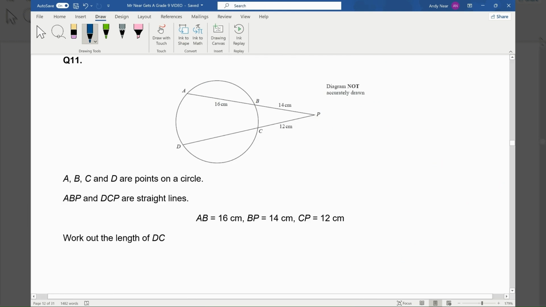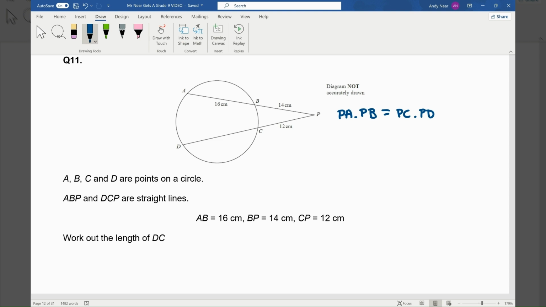Here we have a question about intersecting chords. We have two chords, AB and DC, that have been extended to meet and cross each other at P outside of the circle. Providing the chords are A, B and C, D, it doesn't matter whether they cross inside or outside of the circle. The rule that the distance from P to A times P to B will be equal to P to C times P to D applies irrespective of where they cross. So, got to be a little bit careful here.